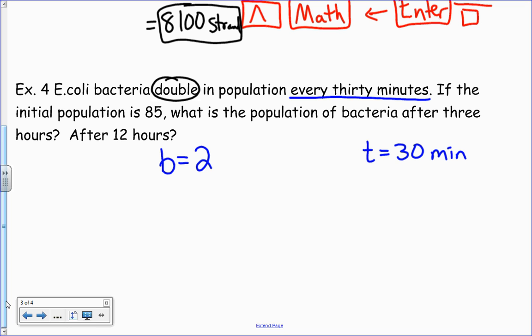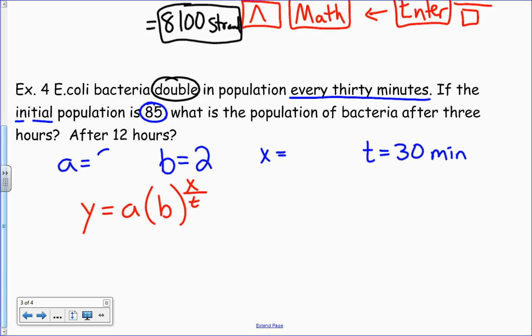So every 30 minutes. We haven't found A or X yet, but every 30 minutes tells us that we're using the formula with the fraction in the exponent. A times B to the X over T, total time over time it takes to repeat. The initial population is 85, so that means A is 85. What is the population of the bacteria after 3 hours? And then it wants it after 12 hours.